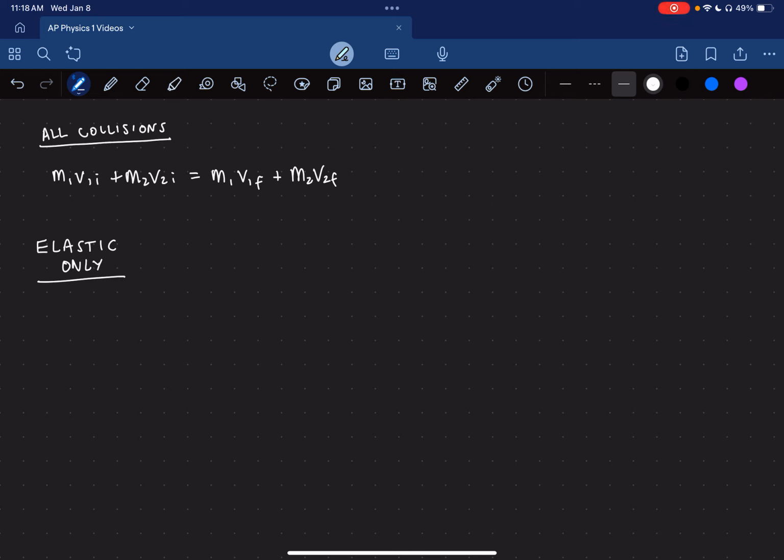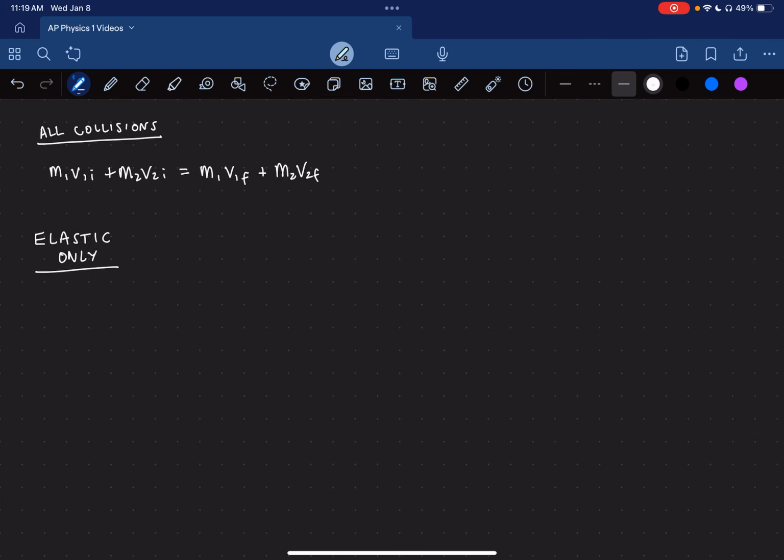Now, as a review, we have elastic collisions and inelastic collisions. When two objects collide and then they separate after their collision, if the initial kinetic energy of those objects is equal to the final kinetic energy of those objects, in other words, kinetic energy is conserved, we call that an elastic collision. If the kinetic energy is not conserved, we call that inelastic. We're going to write down an equation here in just a moment, but first, we're going to get started on the problem.